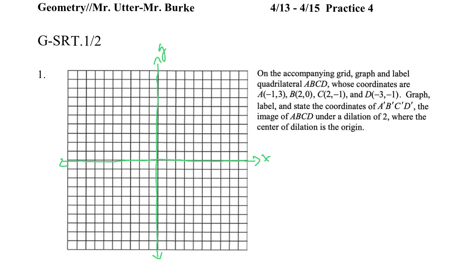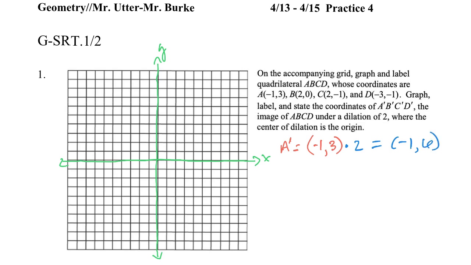All right, so we need to find our A prime, B prime, C prime, and D prime. Well, in order to get this, since we have a scale factor of 2, all we need to do is just multiply each of our coordinates by 2, and then we will have our new image coordinates. So A prime, all we're going to do is take -1, 3, and multiply it by 2, and we get a new point of -1, 6.